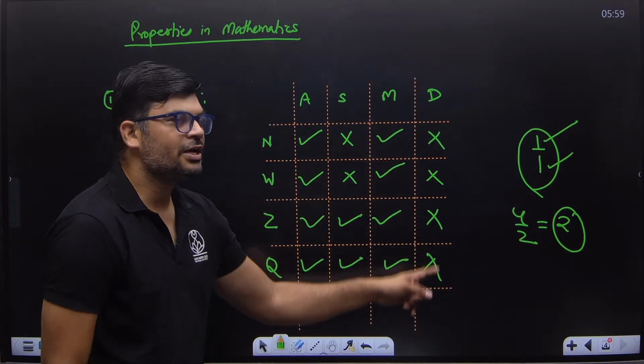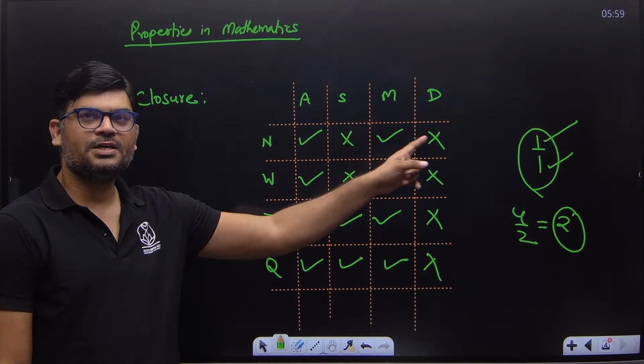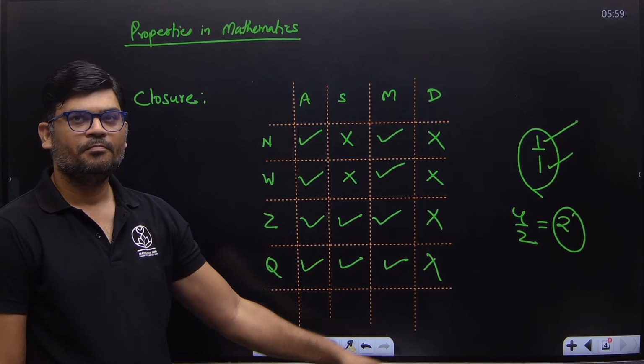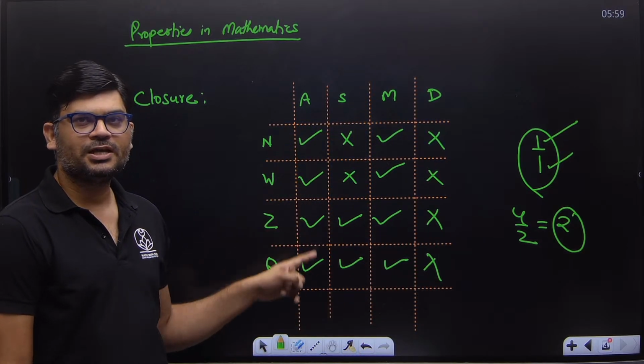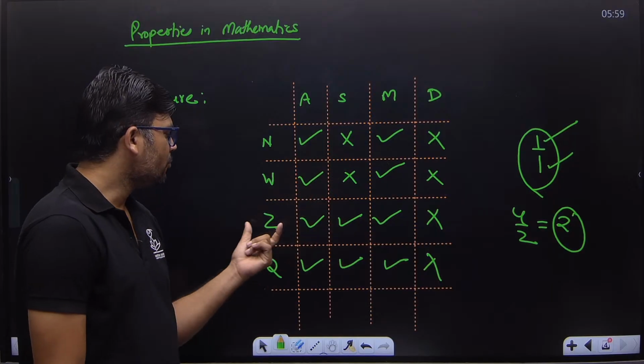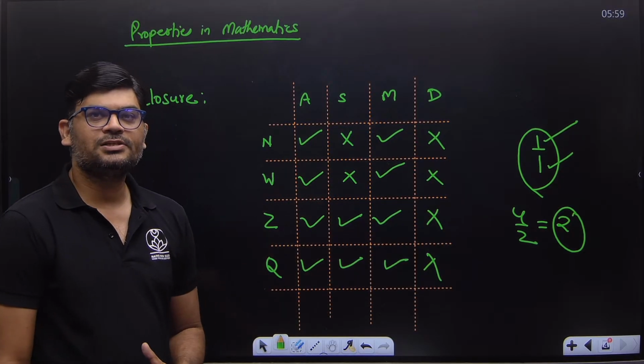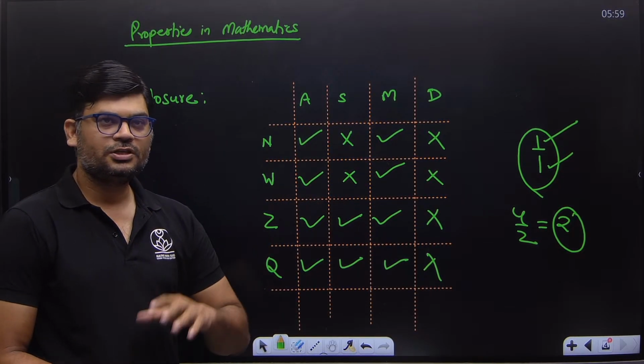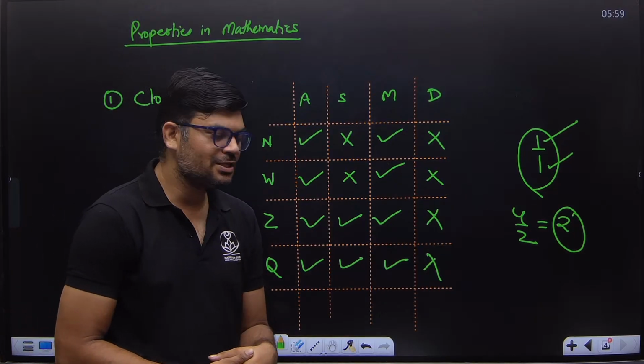So for division, none of the number systems is closed. But for multiplication, all the numbers are closed. For addition, everything is closed. For subtraction, only integers and rational numbers are closed. So this is the first property. So we will end with this in today's class.